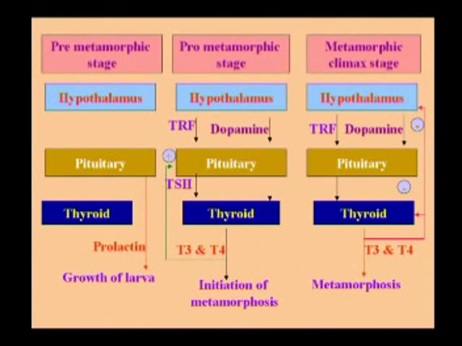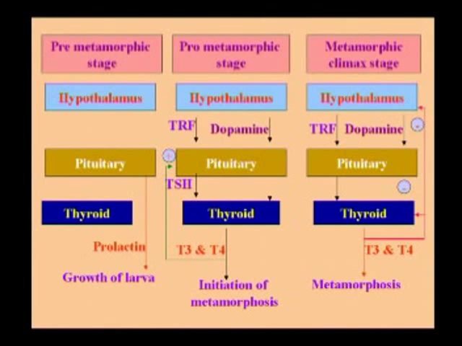During the prometamorphic stage, the T3 and T4 level in the blood is high, so it automatically gives a signal to the pituitary to release more thyroid stimulating hormone. If more thyroid stimulating hormone is released by the pituitary, it automatically activates the thyroid gland to release more T3 and T4. As the T3 and T4 level in the blood rises further, it automatically enters the metamorphic climax stage.